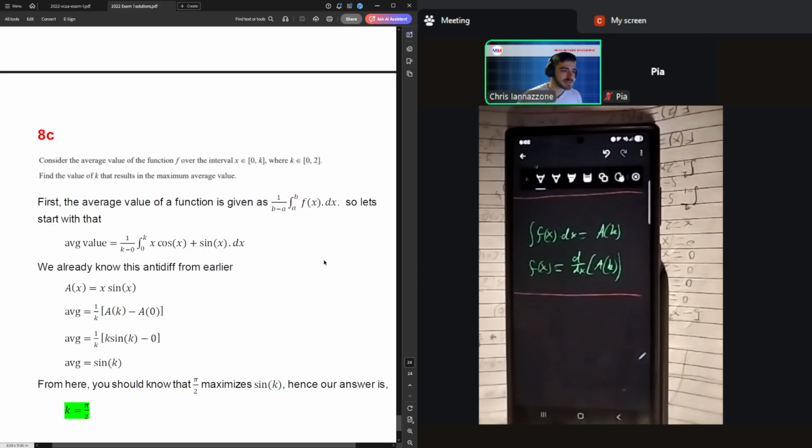Otherwise, if you have a brain fart in the middle of the exam, whenever you want to maximize a thing, you can diff it and then set the derivative equal to 0. That's another thing you could do. Diff sine becomes cos. Cos is 0 at pi over 2, 3 pi over 2, all that sort of stuff. Yeah, that's that.